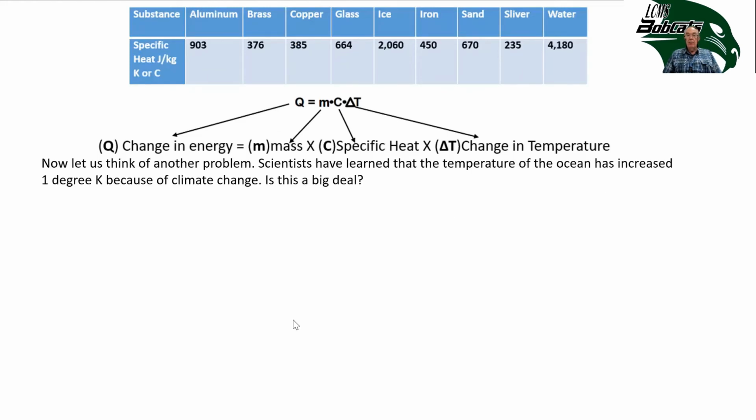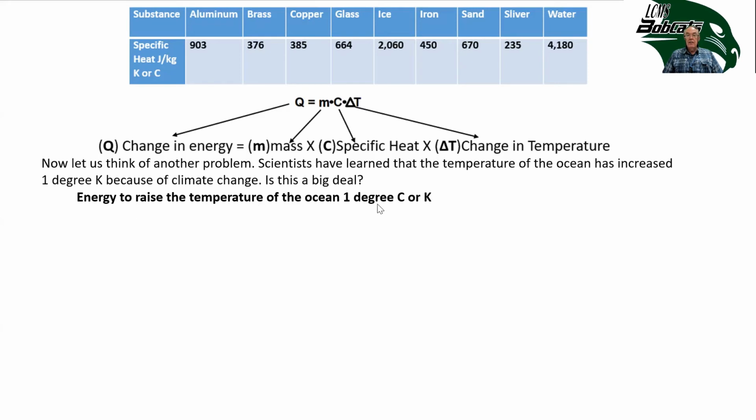Okay, now let's think of a different problem. Scientists have learned that the temperature of the ocean has increased 1 degree Kelvin because of climate change. Is this a big deal? Like the ocean is still cold. And when I first heard that, I was like, so what? One year when I was teaching, the kids asked me, well, what does that mean? I don't know, it doesn't sound like much, but we decided, well, let's figure it out.